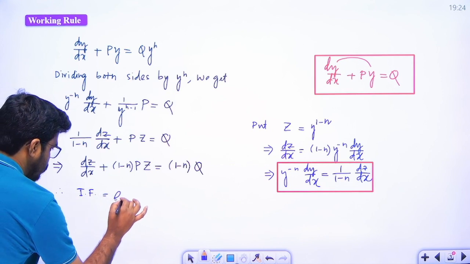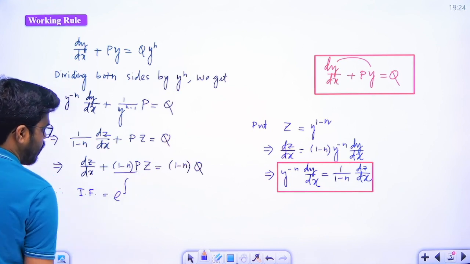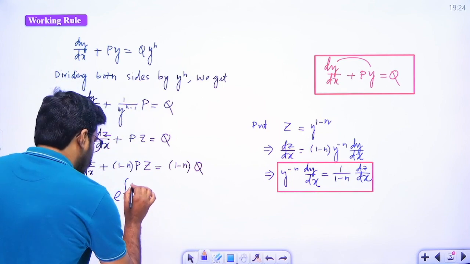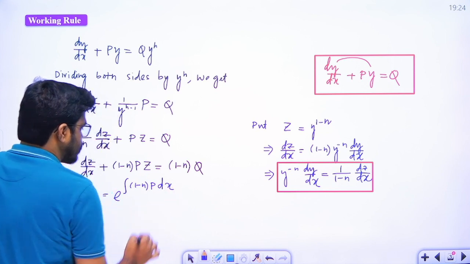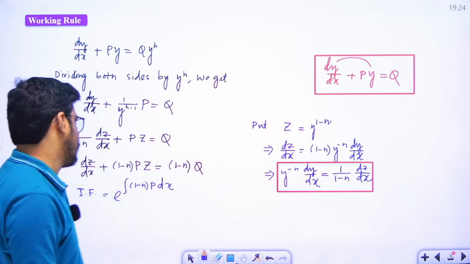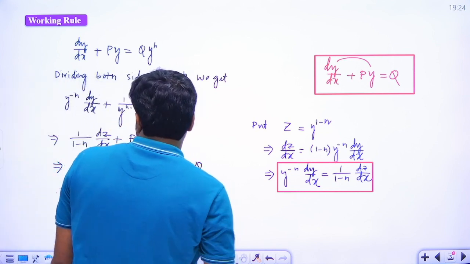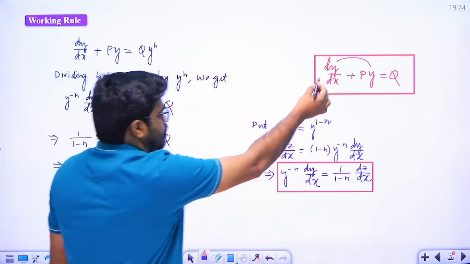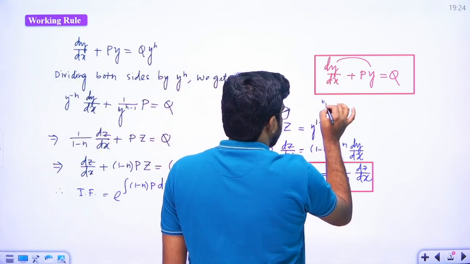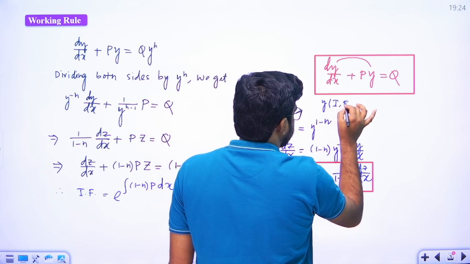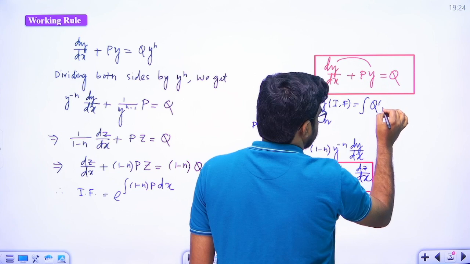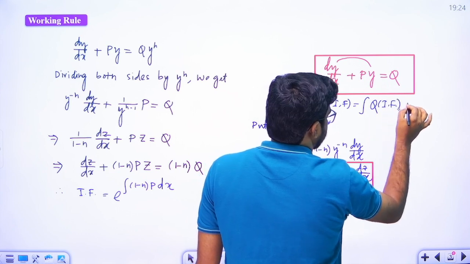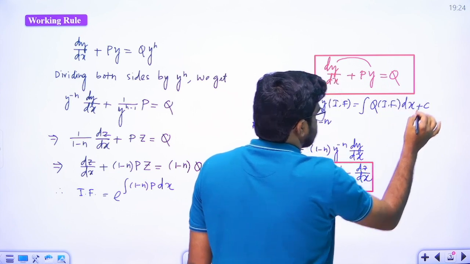So this is equal to e to the power integration of (1 minus n) into p dx. So this is the integrating factor, right? And what is the solution of this differential equation? That is y into integrating factor, which is equal to integration of q, that is the right hand side, into integrating factor into dx plus c.